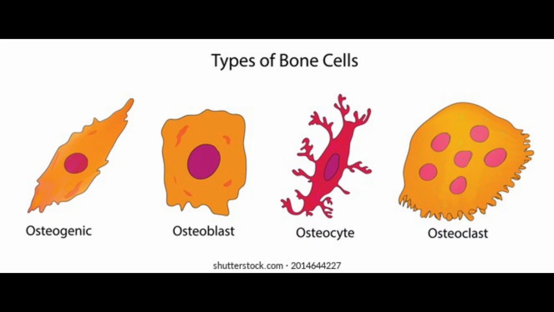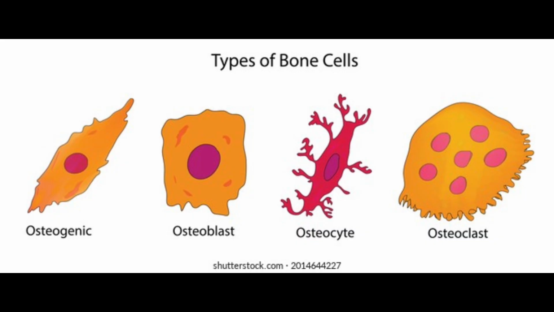After that we can see the osteoblast. It is cuboidal or flattened, with the nucleus at the center, and we have basophilic cytoplasm. After that we can see the osteocyte, and from the osteocyte different kinds of processes arise, and those processes are lodged in the canaliculi arising from the lacunae. We have discussed this properly previously.